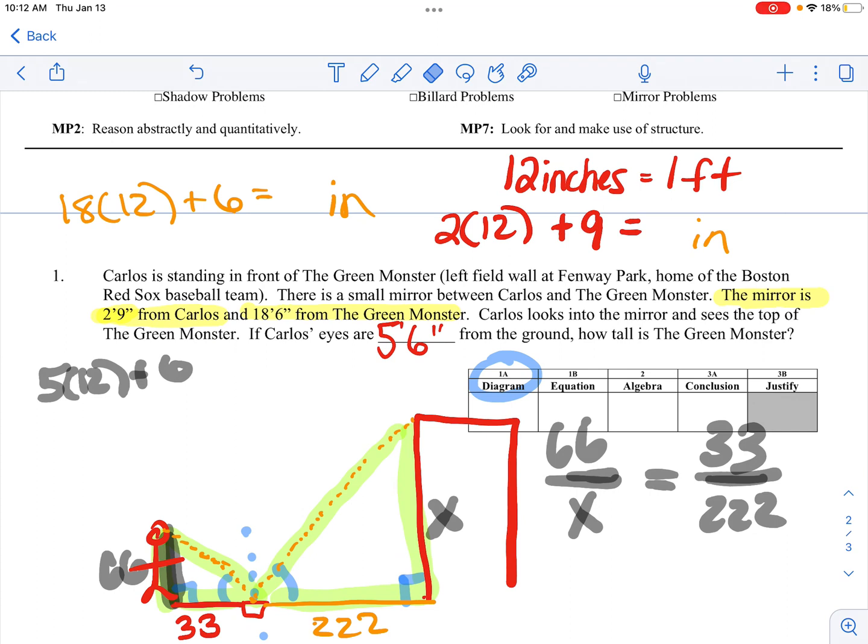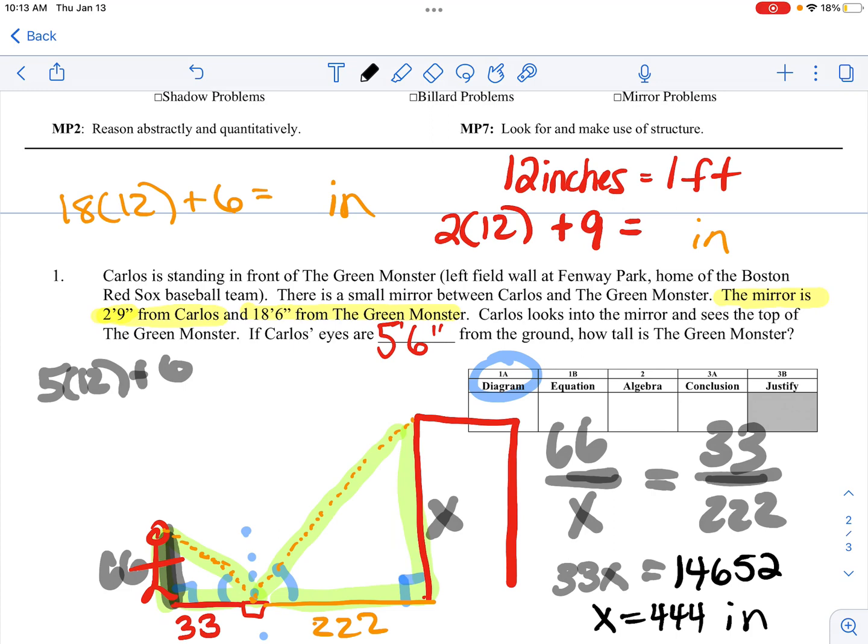I use my cross multiplication. Now I'm in algebra world, so this is my setup equation. Now I'm going to go to algebra. My algebra would be that 33x equals, oh, that's why, because I'm using the wrong pen. 222 times 66 is that, divide by 33, and I'm getting x to be 444 inches.